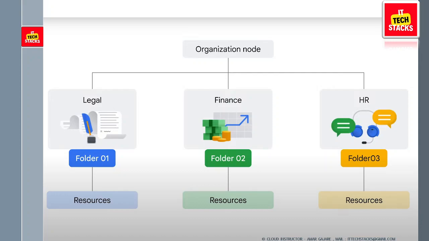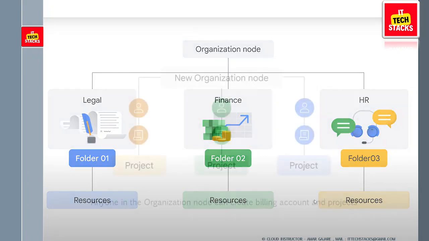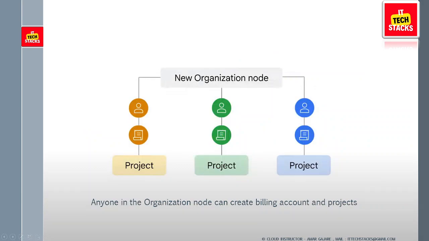There are some special rules associated with the top-level organization node. For example, you can designate an organization policy administrator so that only people with the privilege can change policies. You set a policy at the organization level, and the person who has the privilege to change can make the changes. Anyone in the organization node can create billing accounts and projects. Hope that clarifies.